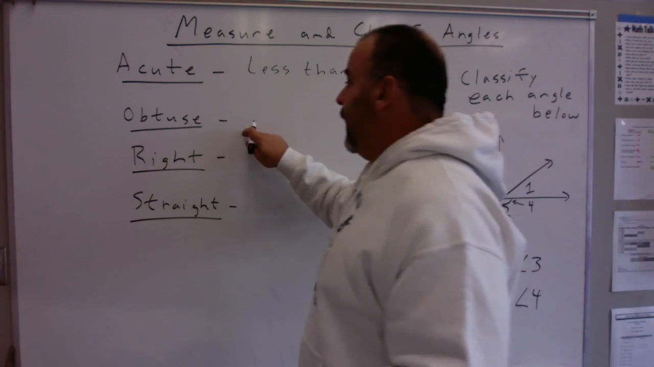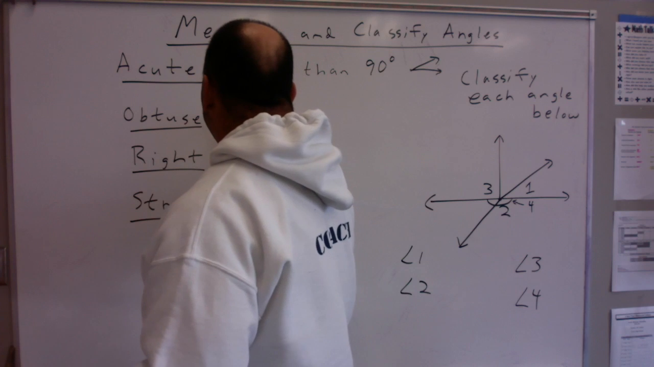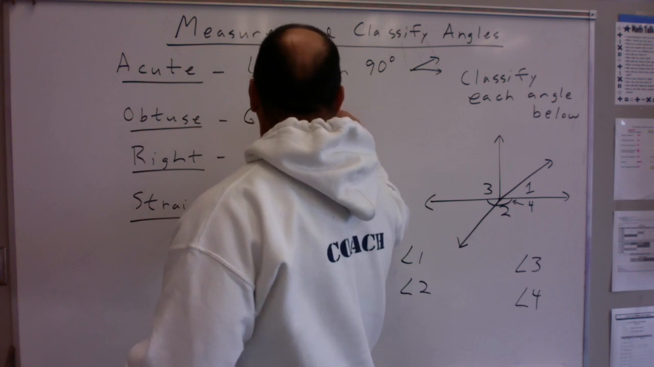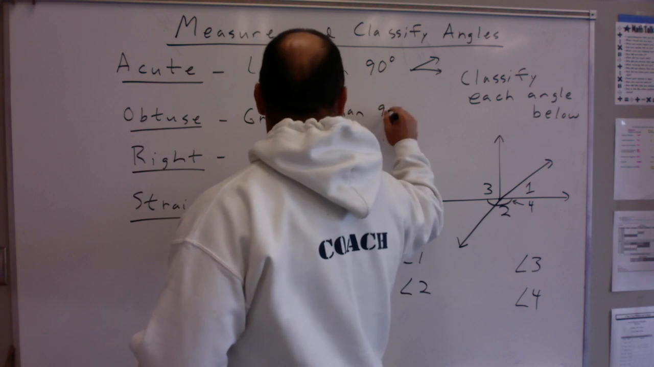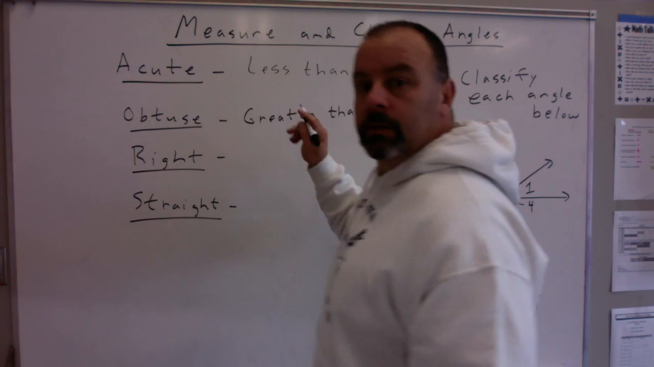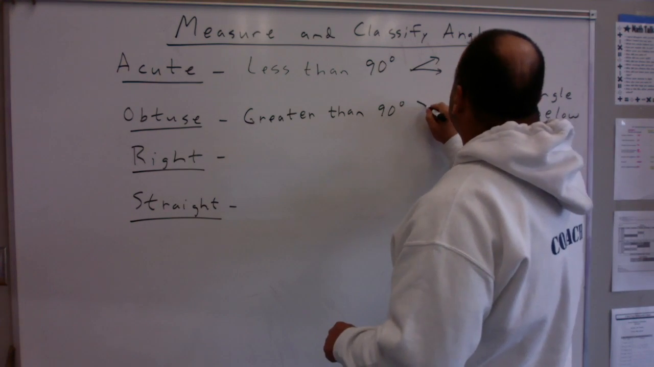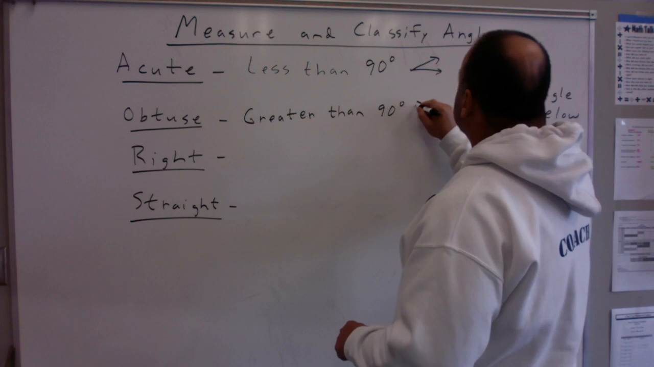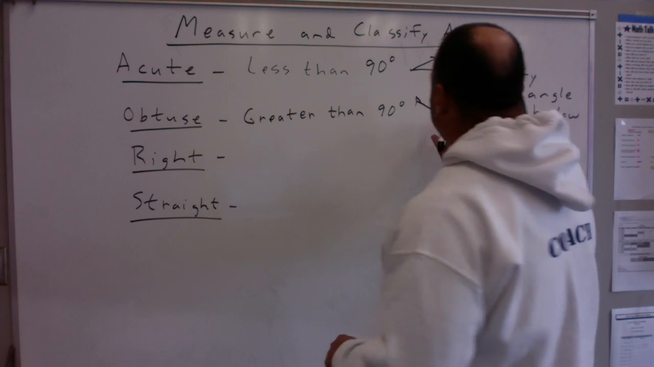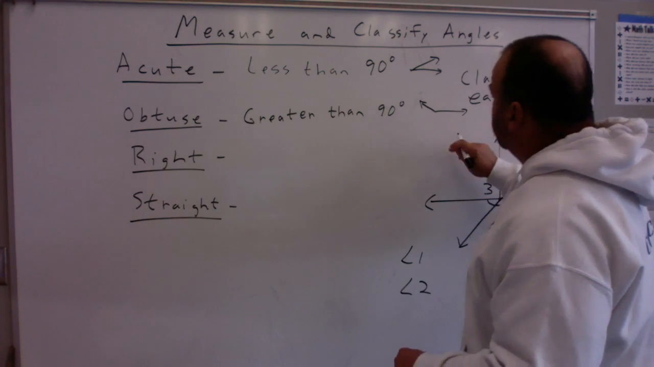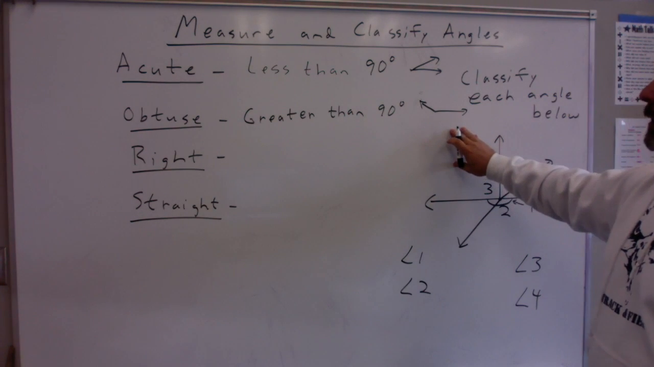An obtuse angle is an angle that is greater than 90 degrees. So in other words, you have an angle that looks like this, and it's going to be greater than 90 degrees. Let me fix that a little bit. So it's greater than 90, right?